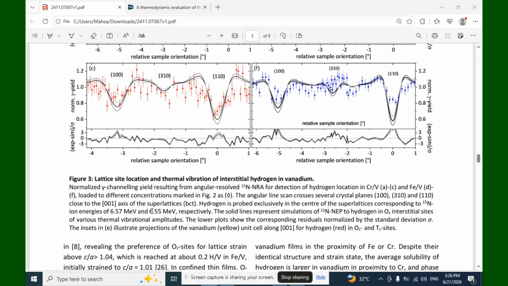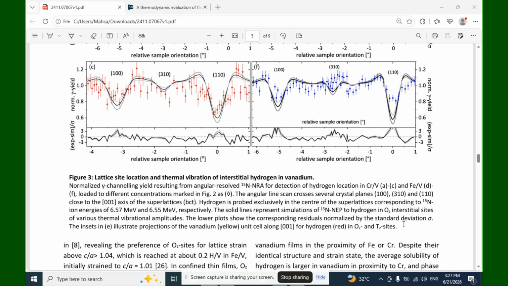The lower plots show the corresponding residual normalized by the standard deviation sigma, and the inset illustrates the projection of the vanadium yellow sections unit cell along the 001 for hydrogen in the red sections, and also T sites.